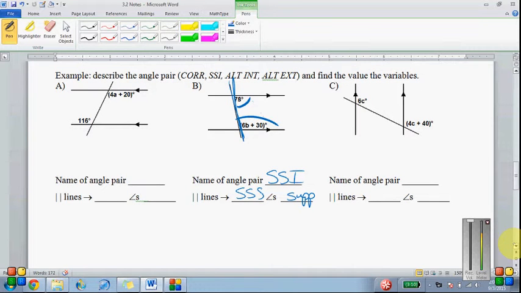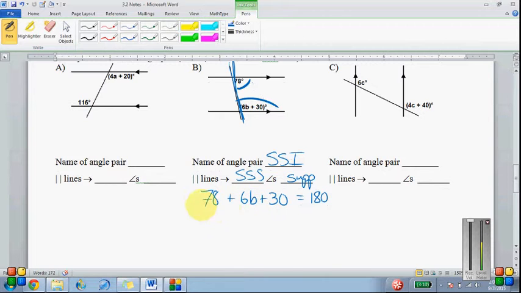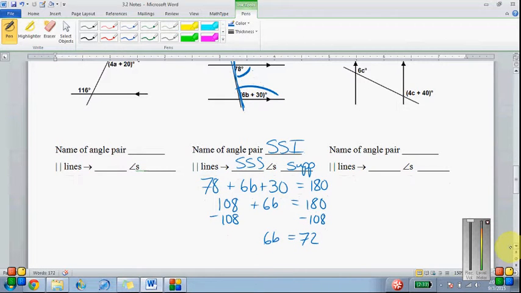So we would have to add these two angles together. Since they're supplementary, it means they add up to 180. So we're going to add these things together. 78 plus 6b plus 30 equals 180 degrees. We would combine 78 and 30, so 108 plus 6b equals 180. Subtract the 108. We're left with 72 equals 6b. And when we divide by 6, we get b equals 12.